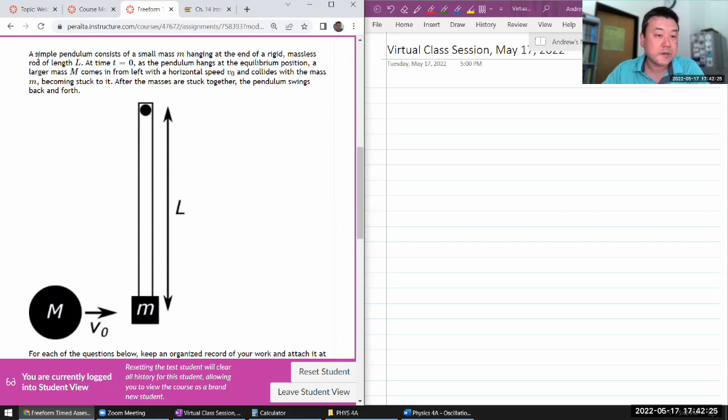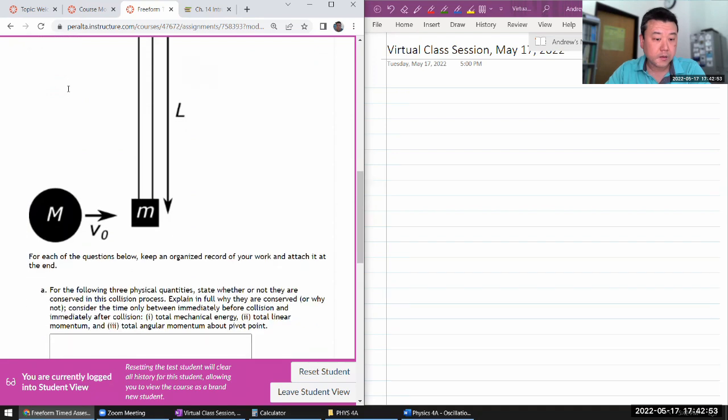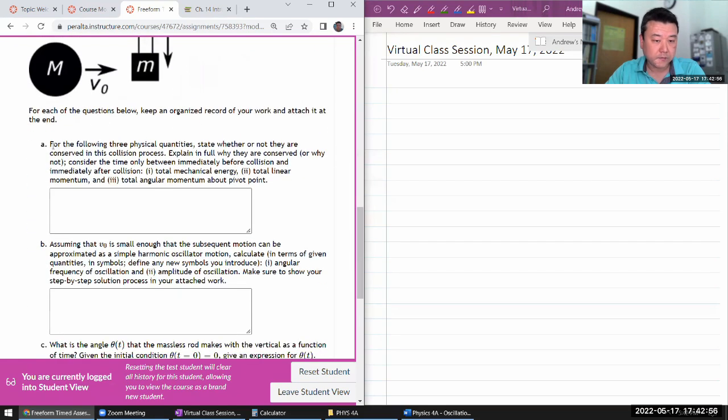More oscillations than waves. So a simple pendulum consists of a small mass m hanging at the end, and a mass comes in with some speed and collides, and they are stuck together. Okay, that's important. So it's a completely inelastic collision, which will conserve momentum, but I won't use any conservation of energy. The pendulum swings back and forth. Okay. For the following three physical quantities, state whether or not they are conserved in this collision process.